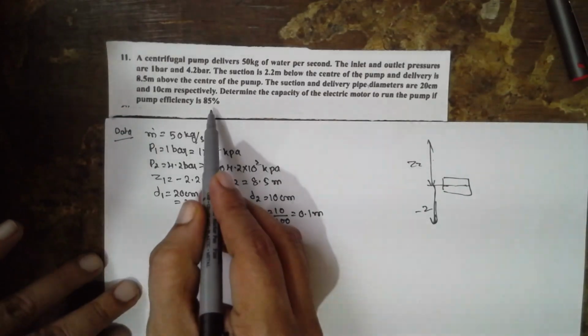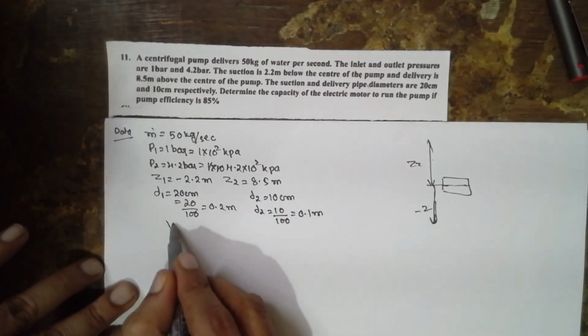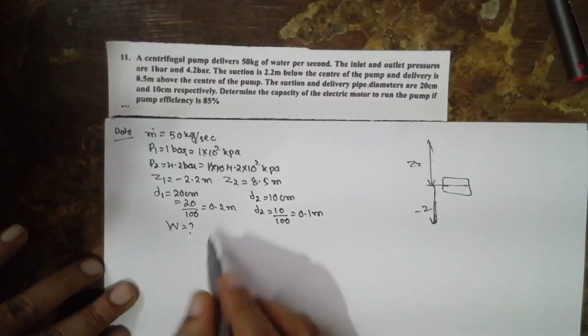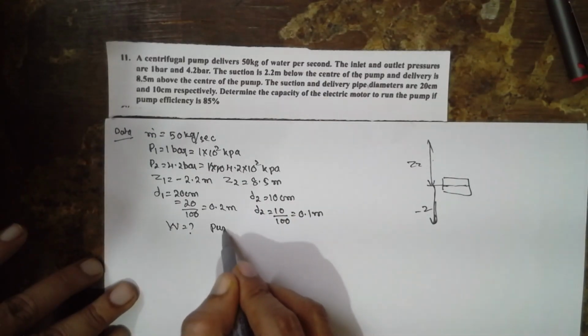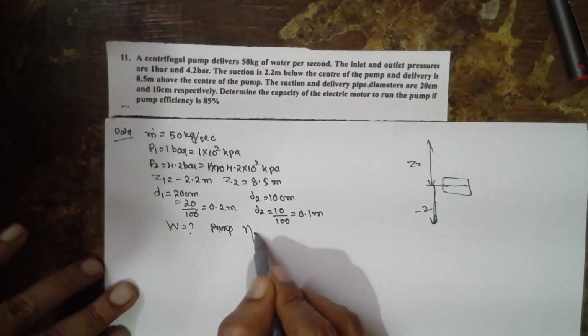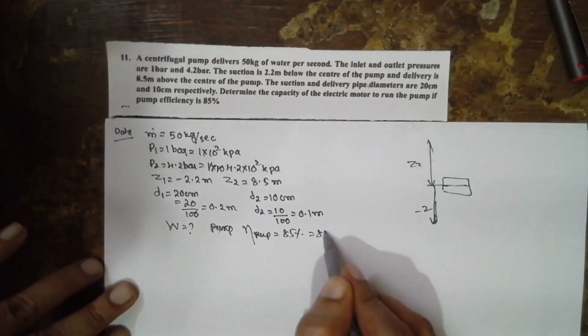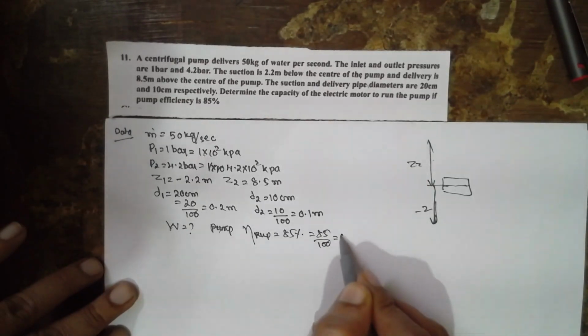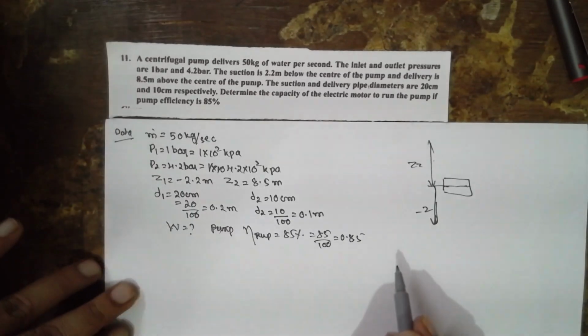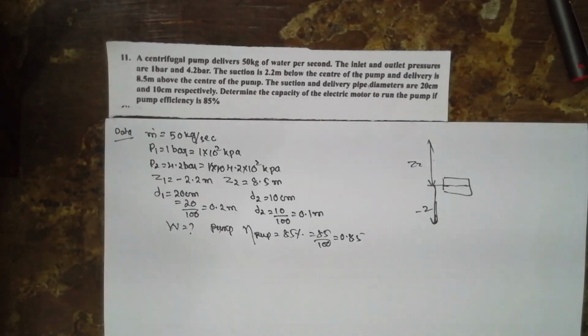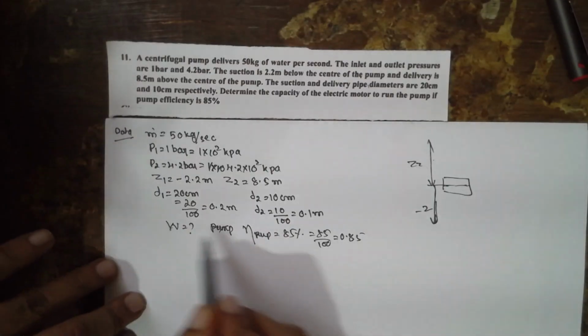And we have to find out the efficiency. Now here we have to find out W, and the pump efficiency is given. That means we can write eta pump is equal to 85%, that means 85 divided by 100, 0.85. We have to determine the capacity, the power supplied to the motor. Now W we need to find out.